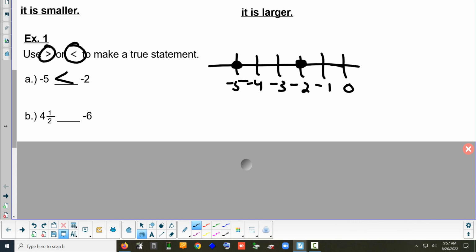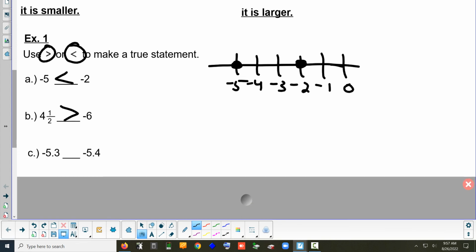What symbol is going to go between them this time? Is 4.5 greater than -6 or less than? Yes, Abby? Greater. Yeah, that's greater. A positive number is always bigger than a negative number. So I'm putting in the greater than symbol. 4.5 is greater than -6. Any question on it?